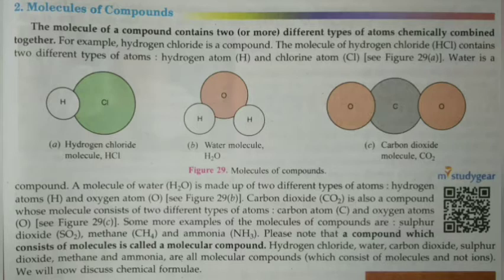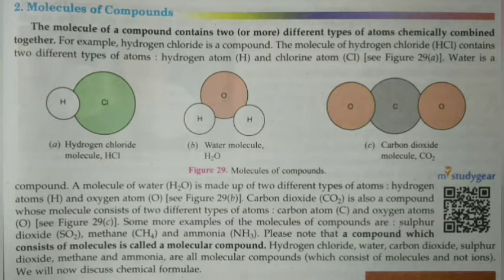In this video of class 9th, chapter Atoms and Molecules, we are going to study about molecules of compounds. As we have studied in the previous lecture, atoms of the same element combine together to form molecules of an element. For example, O2 is the molecule of oxygen gas, and O3 is the molecule of ozone gas. Both are made by the atoms of the oxygen element only.